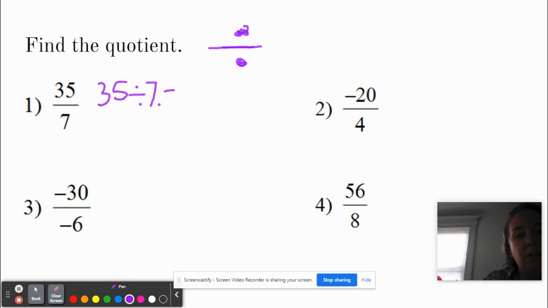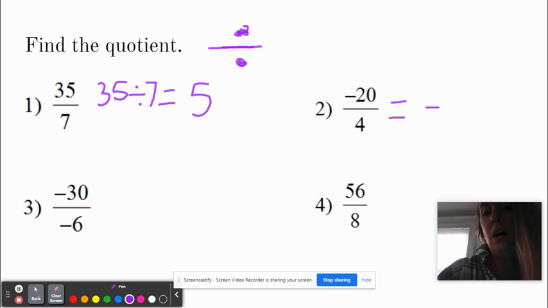A positive divided by a positive, they are the same signs. It's the same rule as for multiplication, and the answer is 5. Okay, so question 2, we have a negative divided by a positive. That means our result will be negative, and 20 divided by 4 is 5.